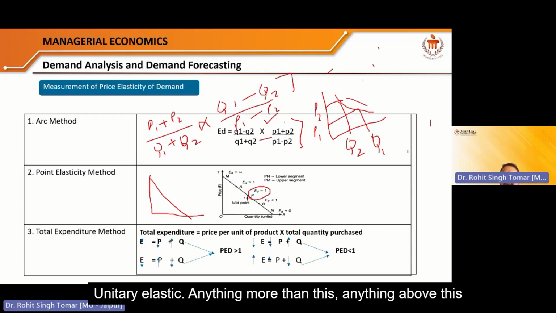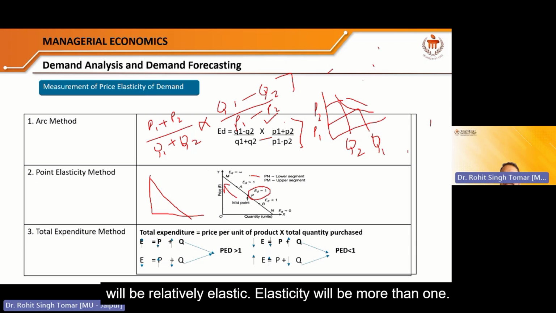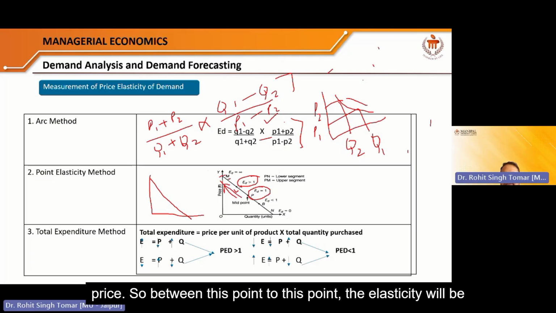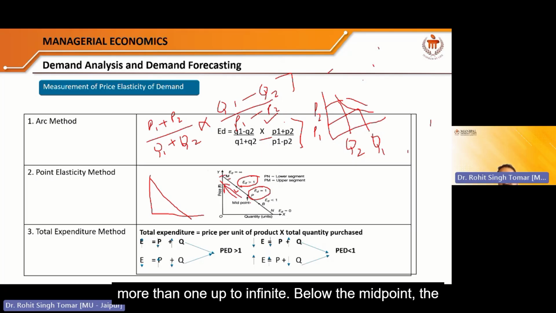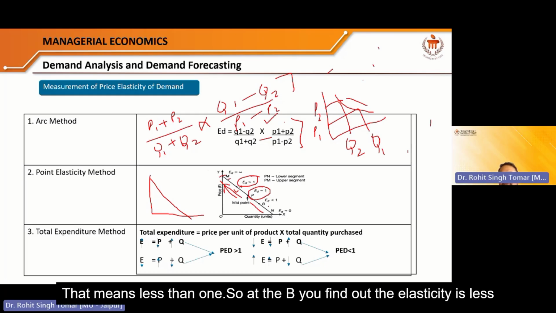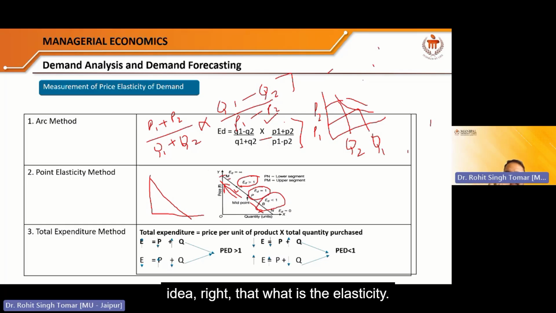Unitary elastic. Anything above this will be relatively elastic. Elasticity will be more than 1. So at the point A, you can see the elasticity is more than 1. At the point M, this is the midpoint. So between this point and this point, the elasticity will be more than 1 up to infinite. Below the midpoint, the elasticity is from 1 to 0, that means less than 1. So at B, you find the elasticity is less than 1. So if you find some elasticity figure there, you can get an idea of what the elasticity is.